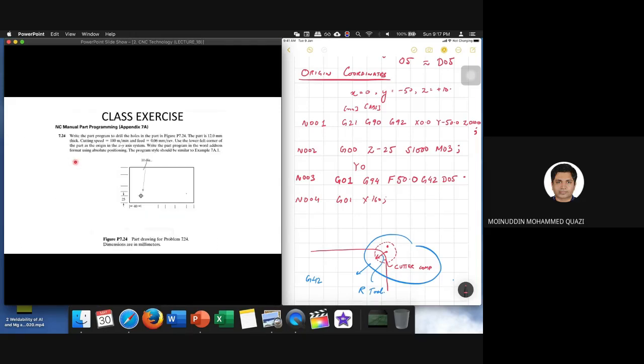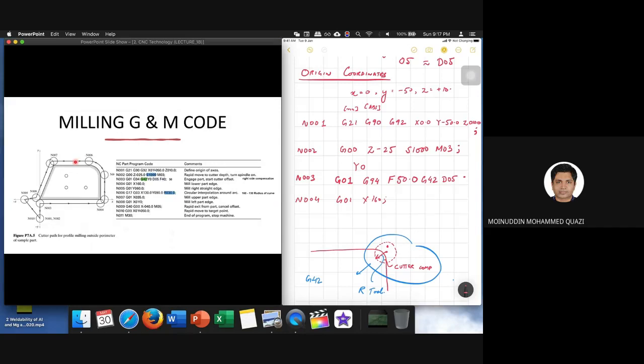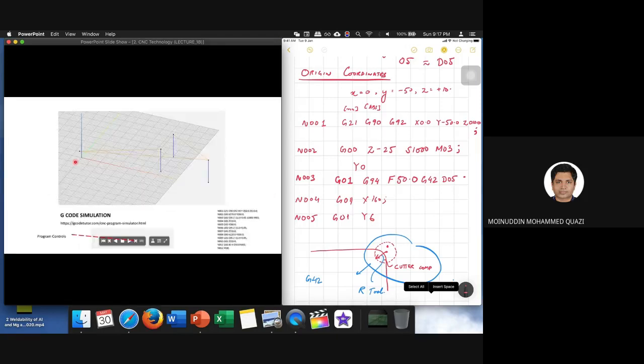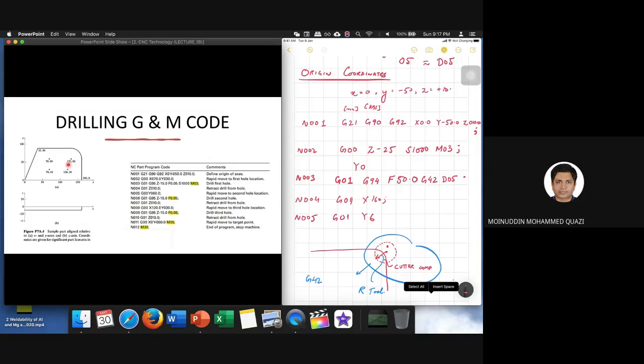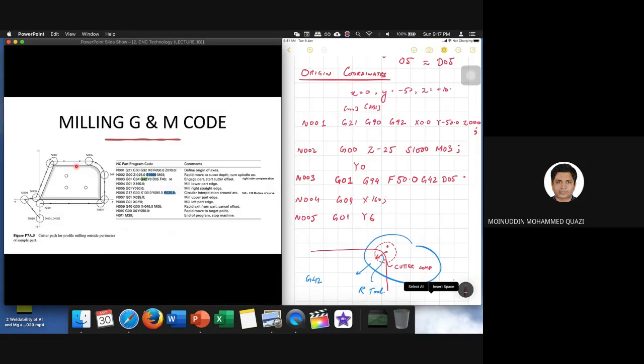So G00 again, N005, sorry, G01, not 00, G01. Y60. It was 70, why is it 60? Should be 70. Let me check. Oh, it's 60. Yeah, Y is 60 here, my mistake. So Y is 60.